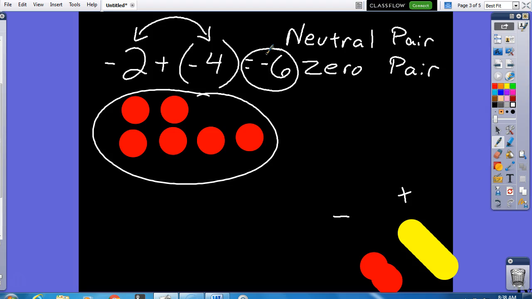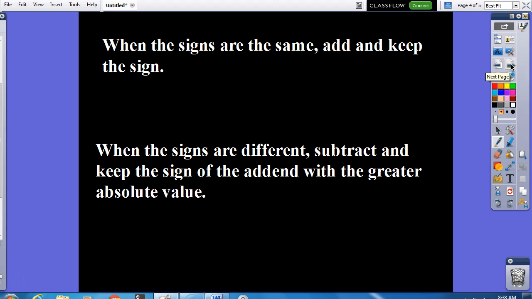We've been doing this with positives since maybe kindergarten or first grade. If this were a 2 and this were a 4, I would have all yellow out here, and I would keep them all, and we know that 2 plus 4 is 6. Same thing with the negatives. When they're both negative, you just add them and keep the sign. But let's talk about some of the specific rules when we're dealing with this stuff. When the signs are the same, and this is what I just said, when the signs are the same, we add them.